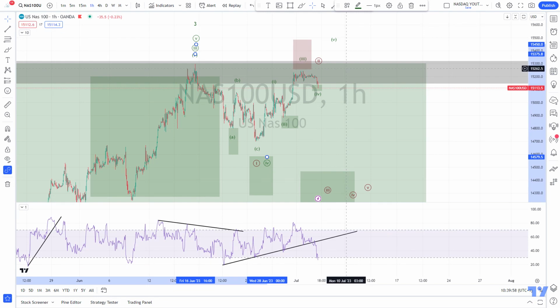But the person was right. The comment is valid. We can also do a flat from here as a 4: A, B, overshooting B, C, and then we have our 4 in here, and then we go up again. That's also a possibility. Okay, so this was my analysis for today.